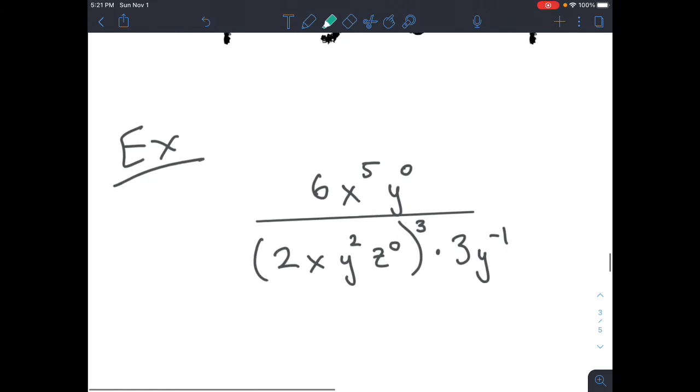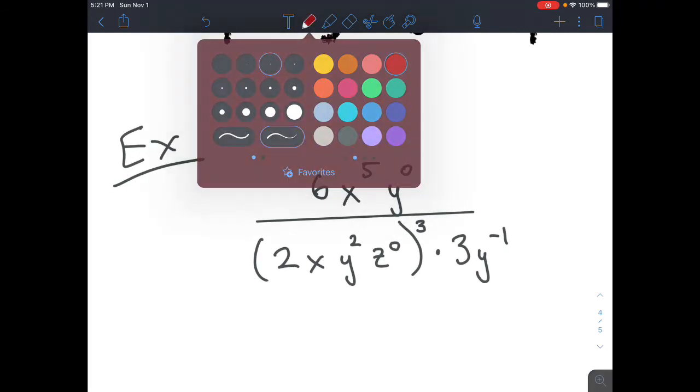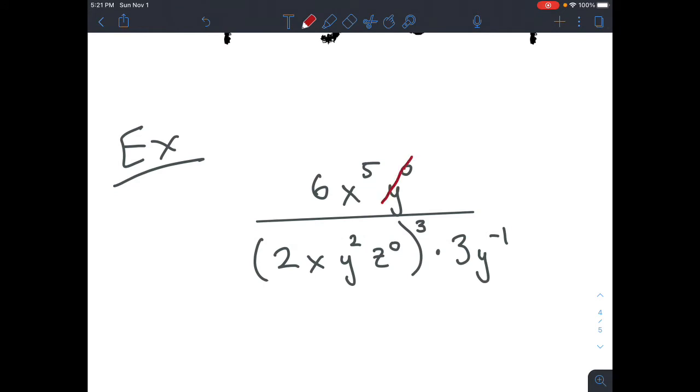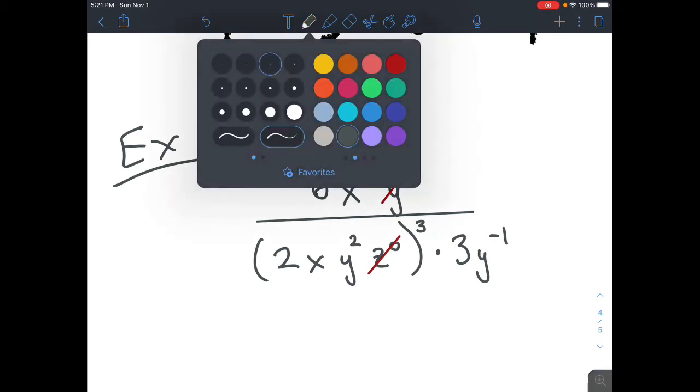So the first thing I see here is that I have a 0 exponent here. That's going to become a 1, blend in with the wall. This guy's a 0 exponent. He's going to become a 1 and blend in. I'm then going to rewrite my work.